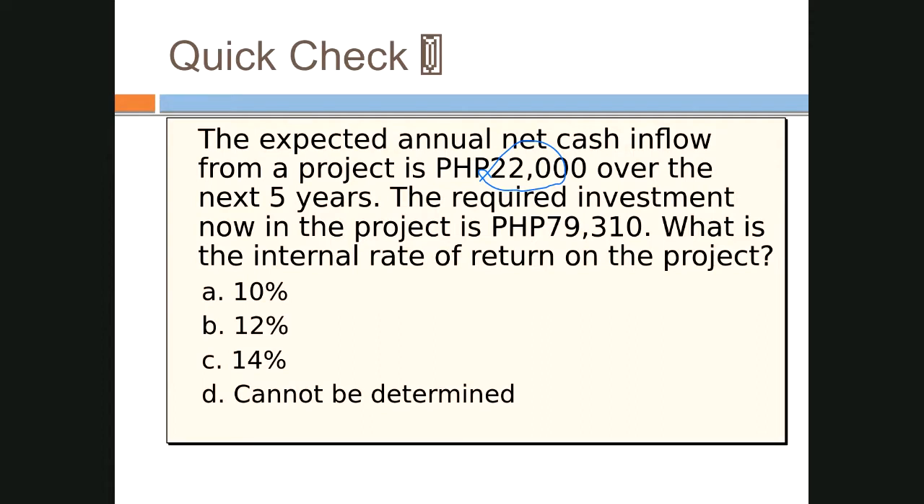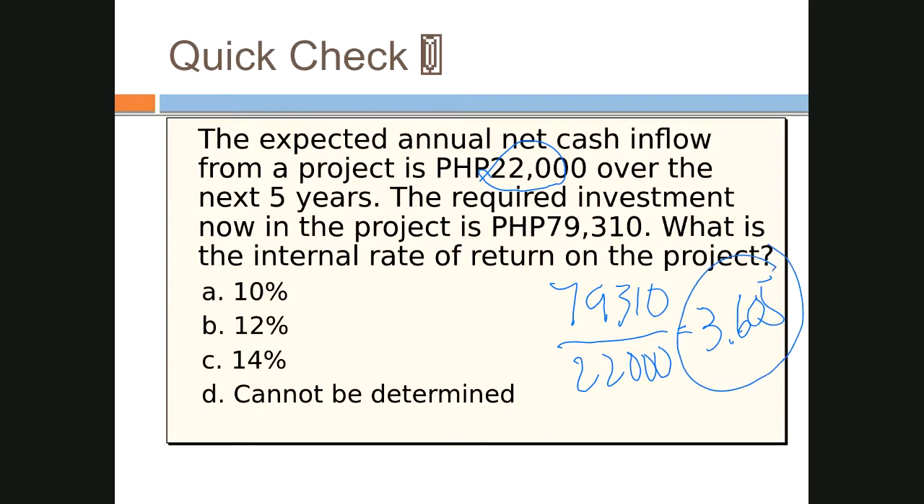So, ang gagawin lang natin dyan, yung 79,310, i-divide ko ng 22,000. So, lalabas, that will give me 3.605. Yan. So, itong 3.605 na yan, hahanapin ko yan dun sa present value table.